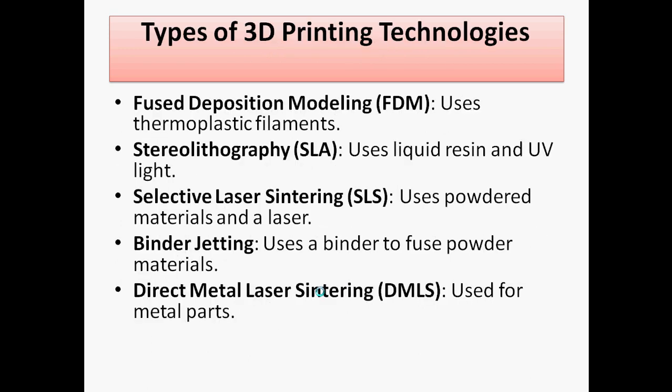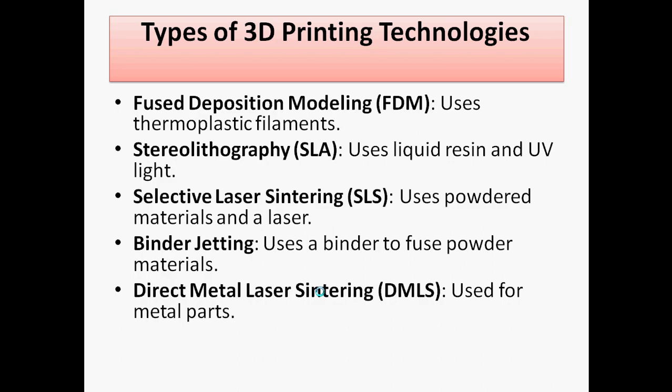There are different 3D printing technologies that have evolved nowadays. One is fused deposition modeling, called FDM, which is useful for thermoplastic filaments. Different filaments we use here, like PLA material or ABS material, in FDM technology. Next we use stereolithography. This is a very convenient technology using liquid resin, and we use UV light for curing, and then we create the object layer by layer.